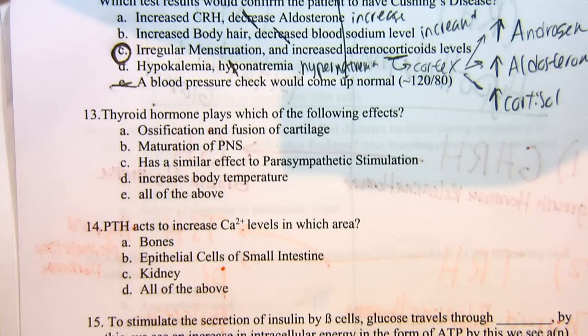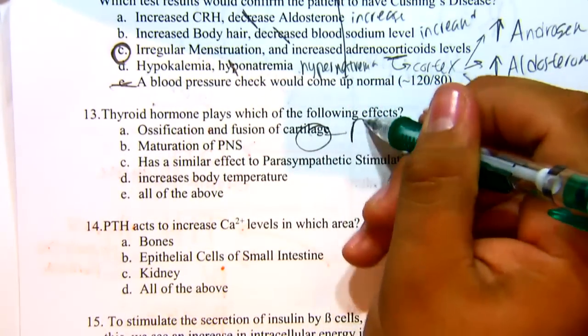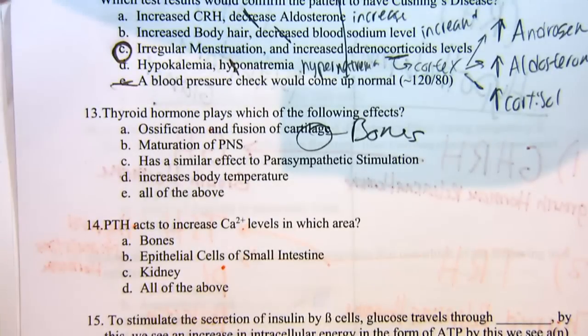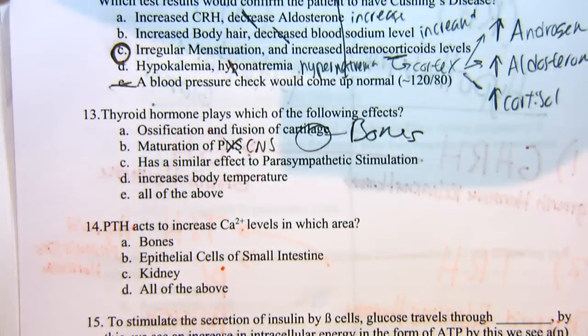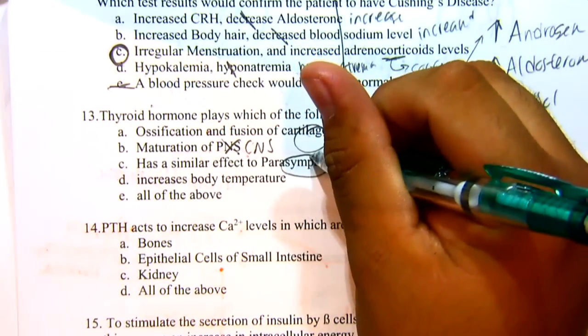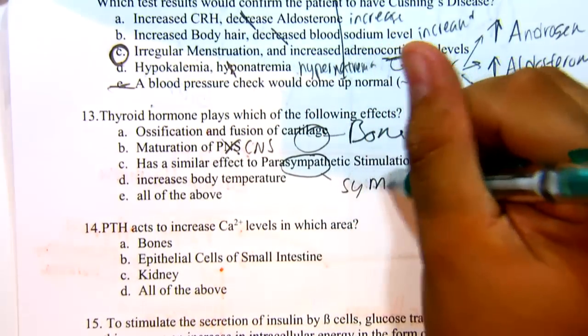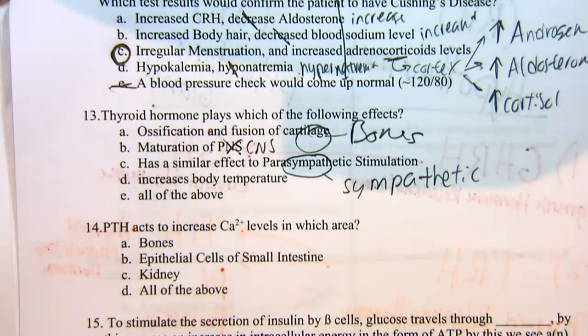You're all wrong. So ossification and fusion of cartilage, that's bones. Maturation of the PNS, that's going to be our CNS. This is the one that would cause mental retardation in a baby if the mom has whacked up thyroid glands. Has similar effect to the parasympathetic system, this is the sympathetic. The correct answer for this one was going to be D.